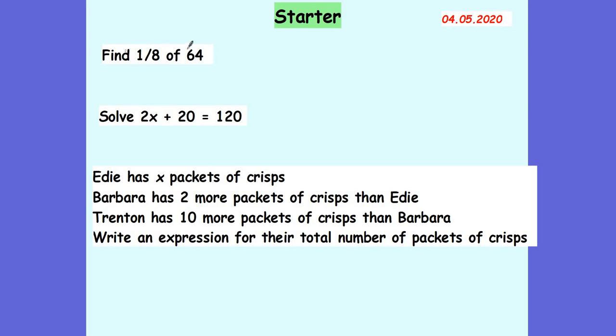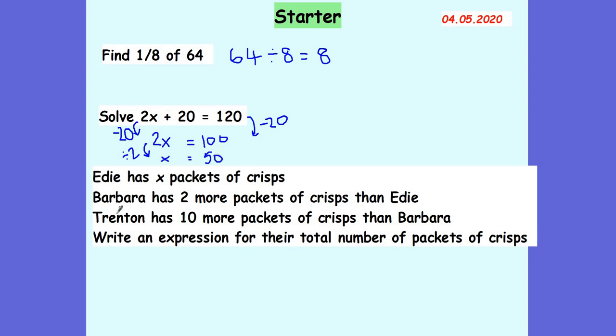Okay, let's go through the answers. So 1/8 of 64 is just 64 divided by 8. 64 divided by 8 will give me what, Robert? 8, lovely. I've got to solve 2x plus 20 equals 120. The first thing I'm going to do is subtract 20 from both sides so that I'm just left with 2x on one side, and then I've got 100 on the other side of my equation. I'm then going to divide by 2 so that I'm left with just x. x is therefore equal to 50.